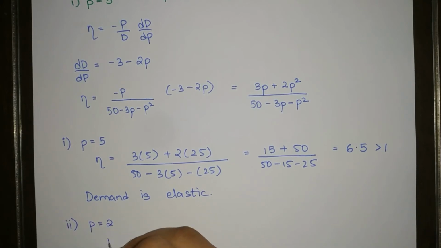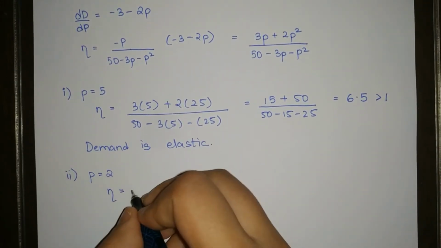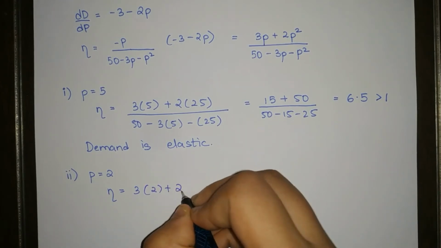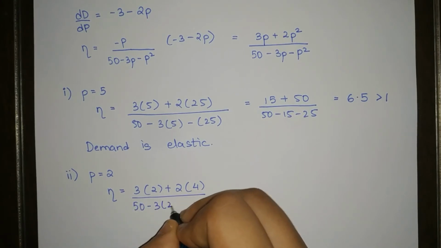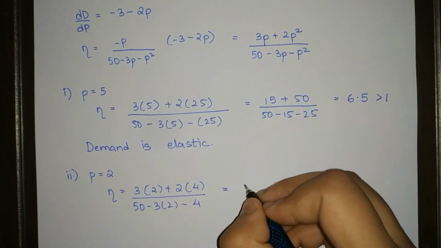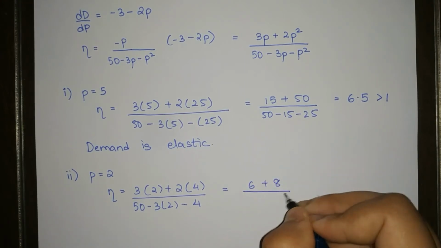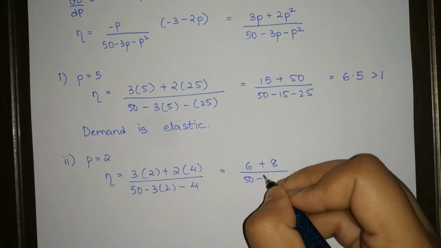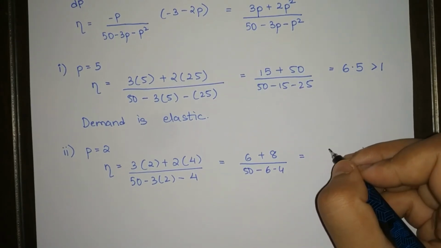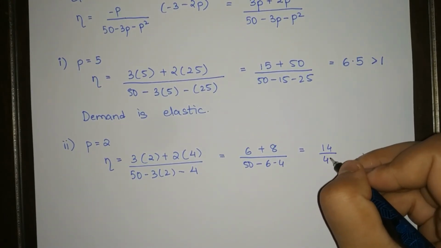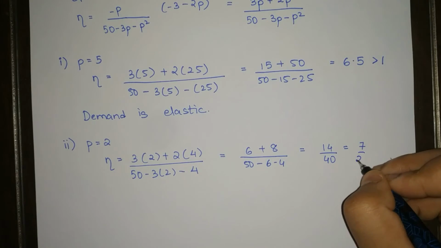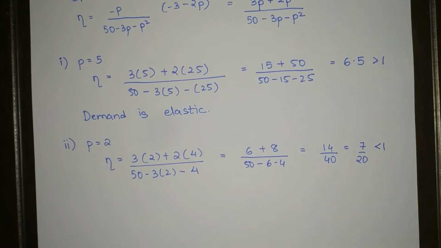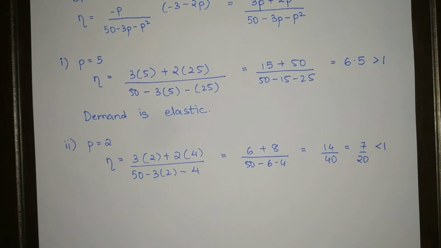When p is equal to 2, eta is equal to 3 into 2 plus 2 into 4 divided by 50 minus 3 into 2 minus 4, which is equal to 6 plus 8 divided by 50 minus 6 minus 4, which is equal to 14 divided by 40. If we cancel this by 2, we get 7/20, which is less than 1. Okay, this is between 1 and 0. So here, it is relatively inelastic.